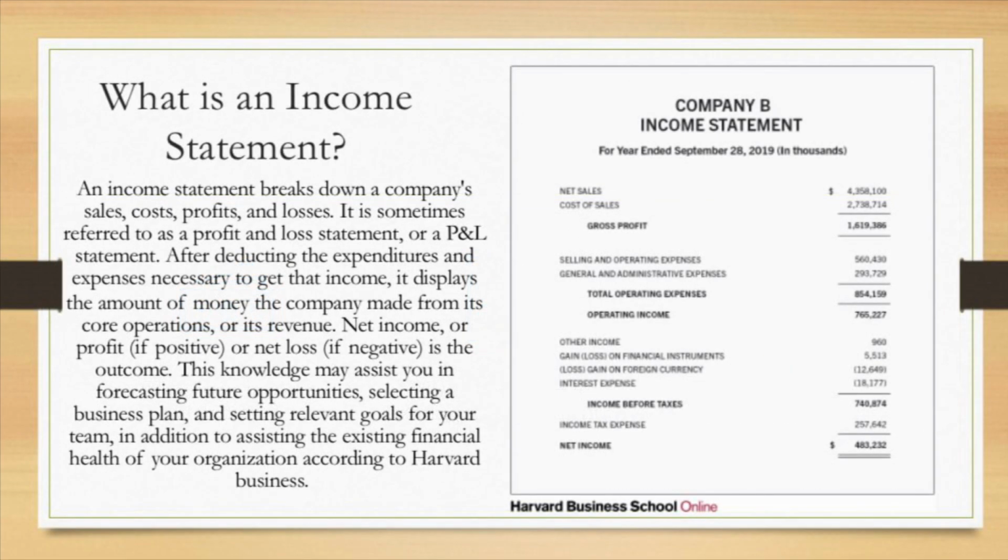What is an income statement? An income statement breaks down a company's sales, costs, profits, and losses. It is sometimes referred to as a profit and loss statement. After deducting expenses necessary to get said income, it displays the amount of money the company made from its core operations, or its revenue. Net income or profit, or net loss, is the outcome.